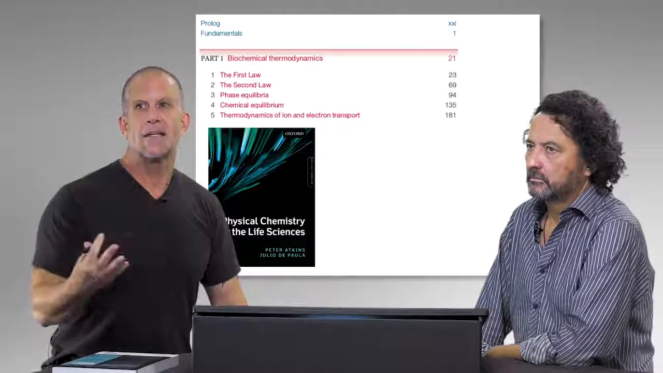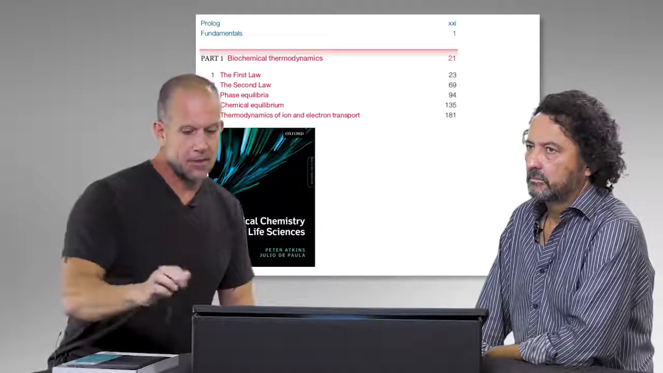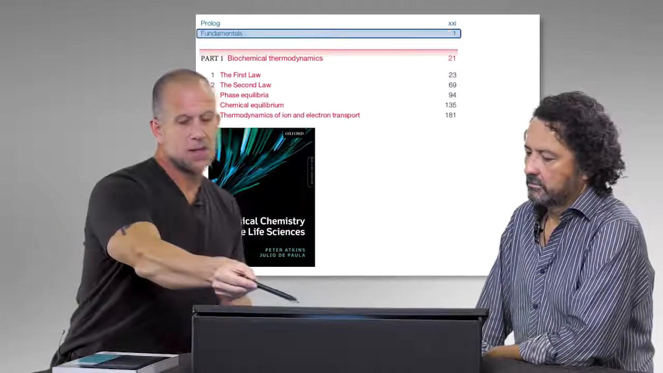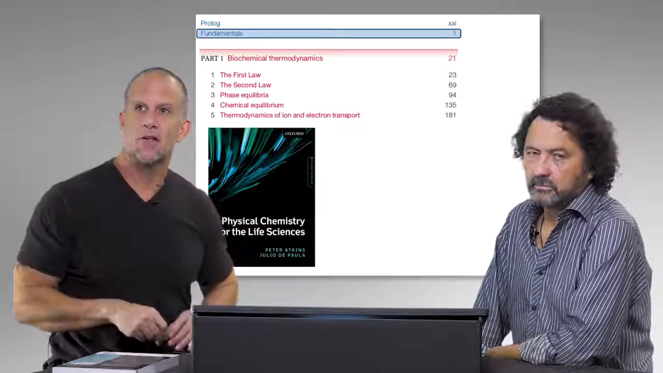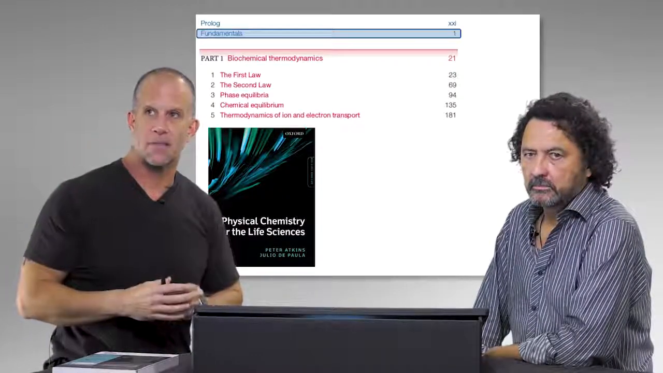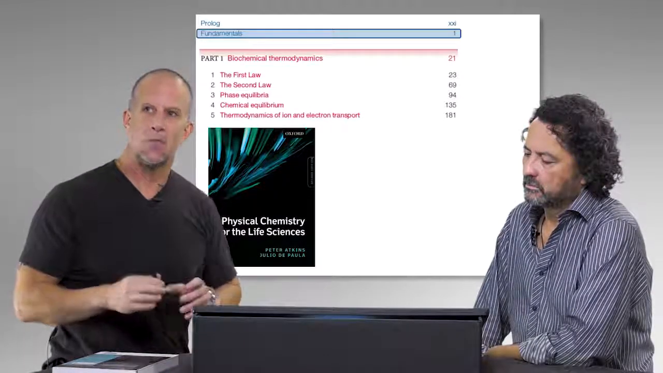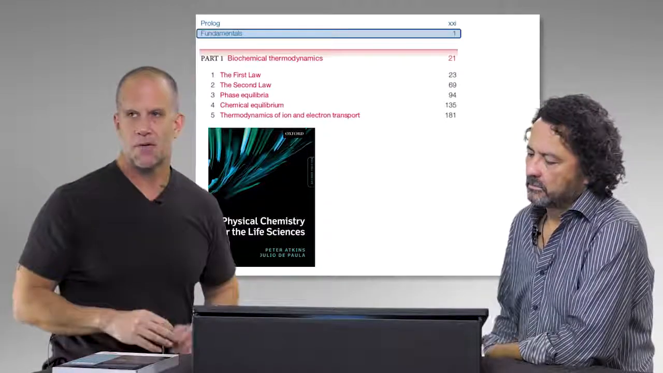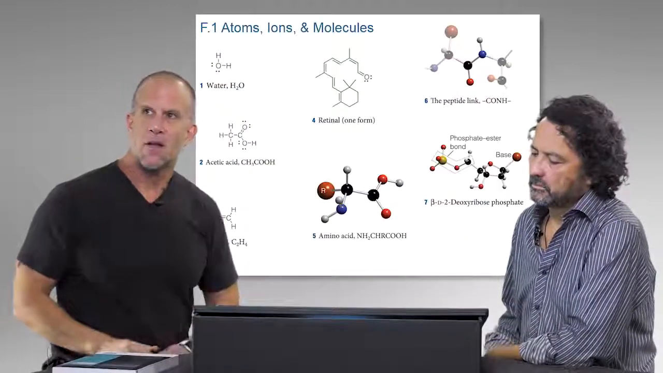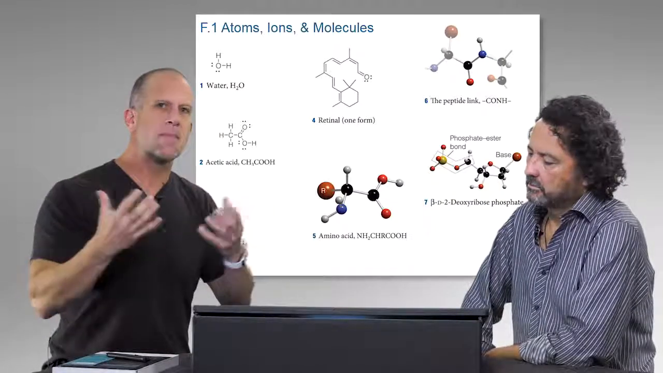So Atkins' book, Physical Chemistry for the Life Sciences, we're going to be looking specifically at the fundamentals component. But what we're going to be going through in future lectures is part one of this book, Biochemical Thermodynamics, and really making a video on each one of the chapters, so each separate chapter in thermodynamics. So this fundamentals starts, and it has three main components.